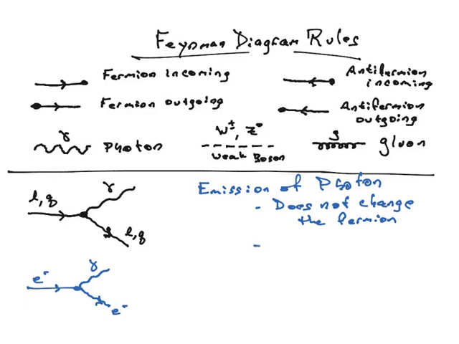And the other rule is no neutrinos. Neutrinos do not interact using the electromagnetic force. So no photon interaction with neutrinos. But the other fermions are fine. Electrons, muons, up quark, down quark, whatever.